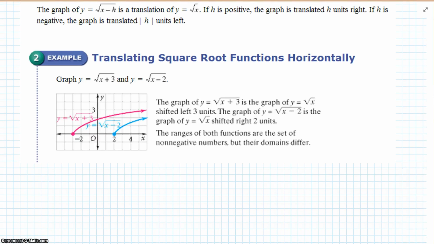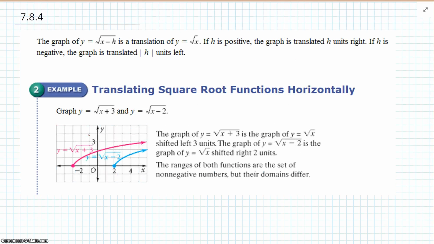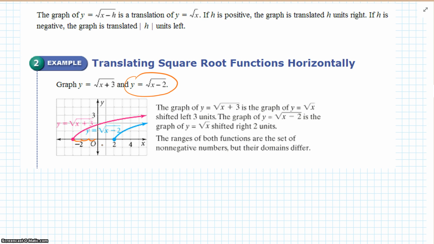So graph y equals the square root of x plus 3 and y equals square root of x minus 2. So for the square root of x plus 3, it'd be x minus negative 3, so h would be negative 3. So we'd translate to the left 3 units. And then on the second one, x minus 2, we translate it 2 units to the right.